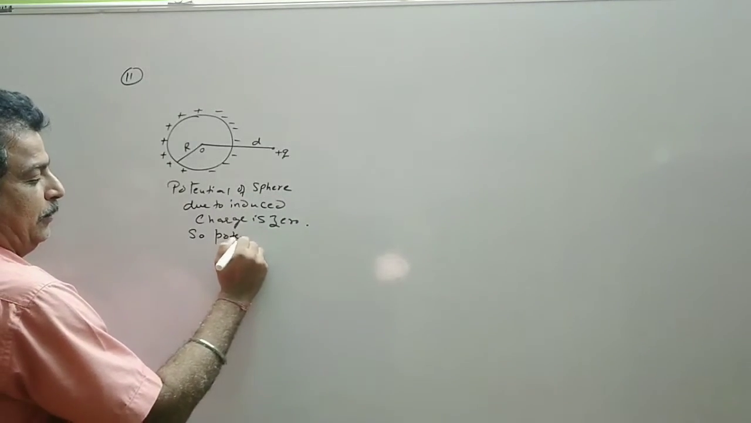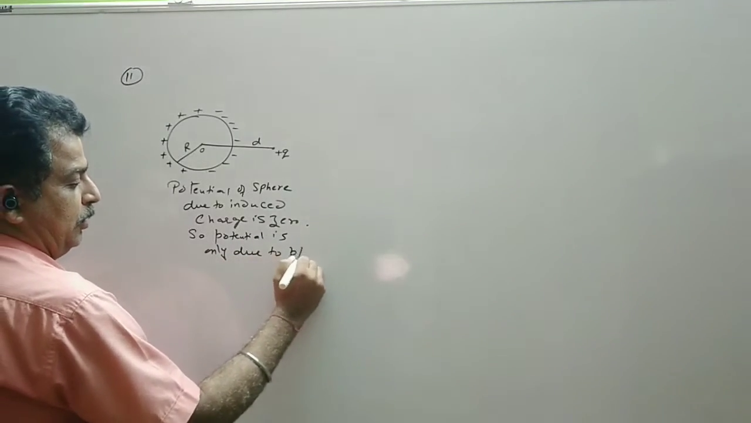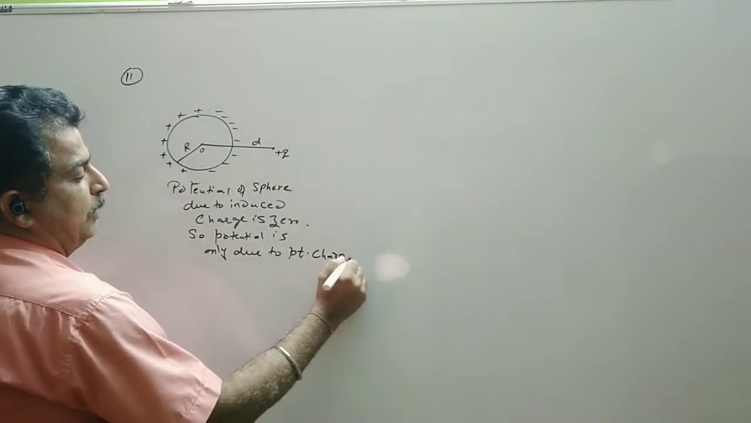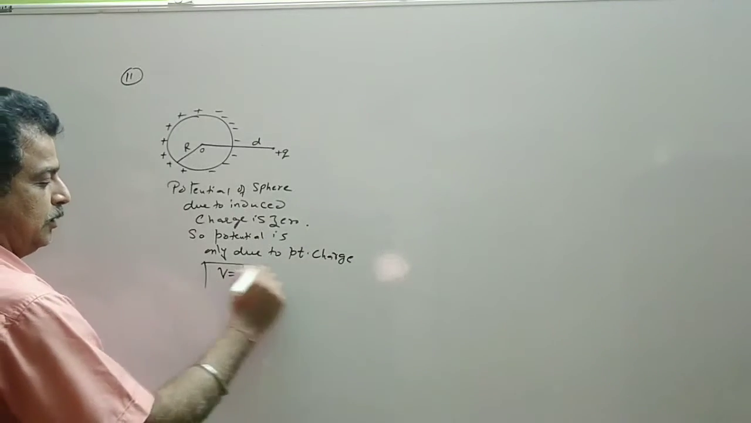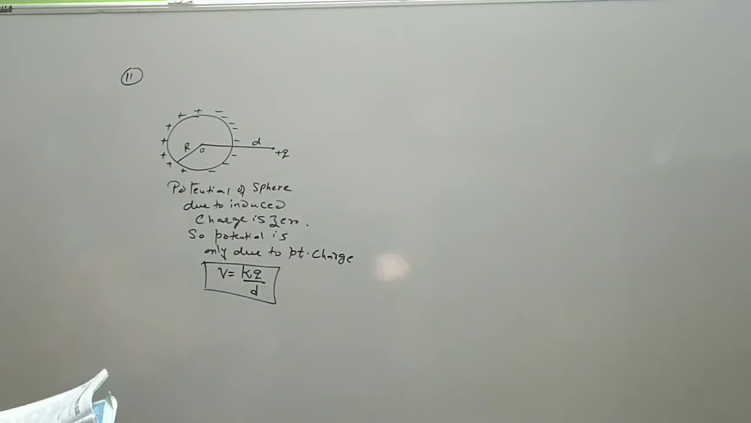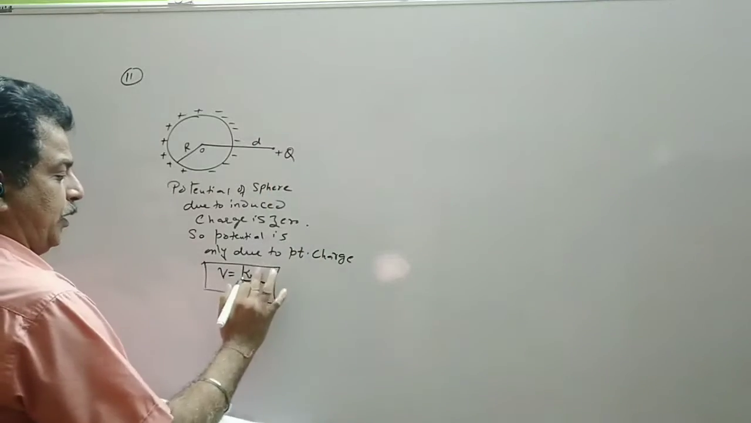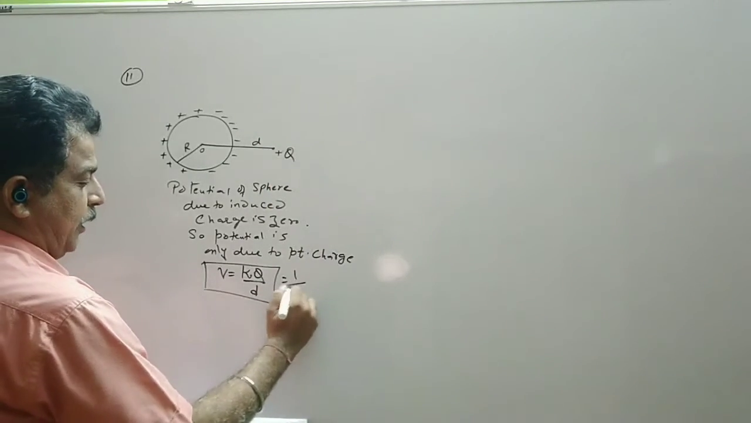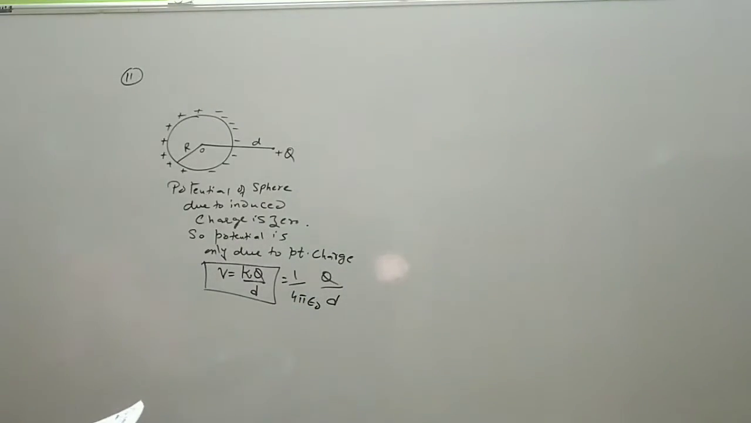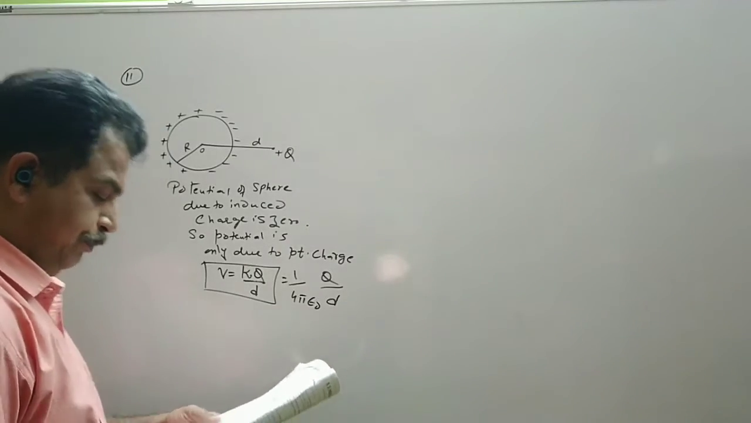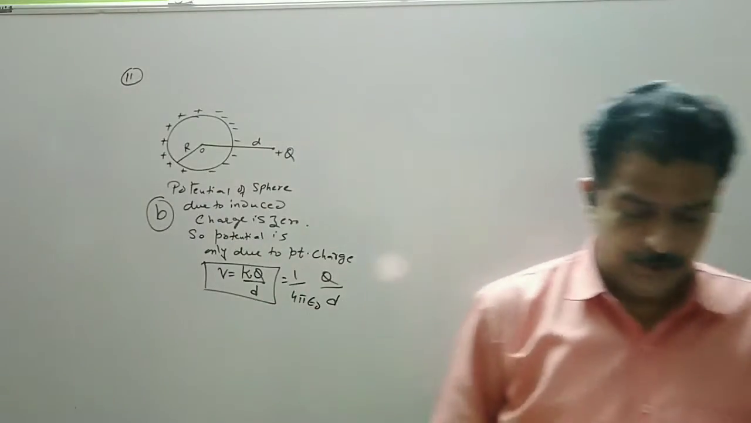So the potential is only due to the point charge. What should be the potential due to the point charge? That should be equal to kQ upon distance. In the option they have given capital Q, and in place of k they have written 1 upon 4 pi epsilon naught. So it is option number B. So this is MCQ number 11.